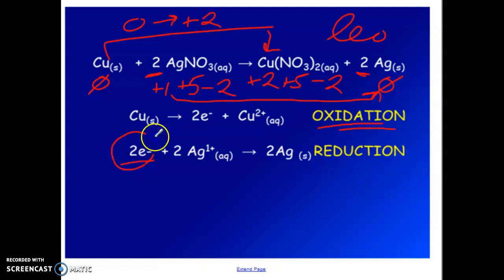So a properly balanced equation, right, as you can see, 2 electrons are lost because there are 2 silver ions, right? 2 electrons are going to be gained. Now notice in the half reactions, we are not writing in nitrate. Nitrate is not changing. Nitrate is a spectator ion here. So it's important to remember you do not include spectators when you are writing out your half reactions.